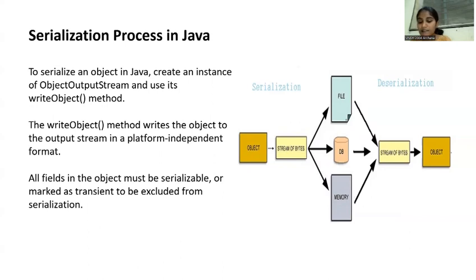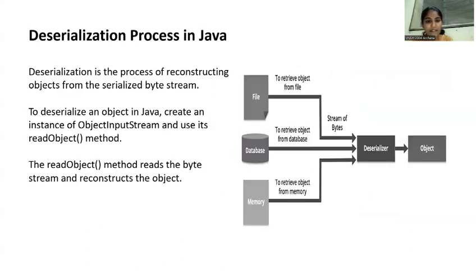First the object is converted into a stream of bytes and it is stored as a file, in a database, or in memory. That data will be retrieved from the stream of bytes and later converted to an object. In the first half, up to file, database and memory, is the serialization process, and the second half is the deserialization process.